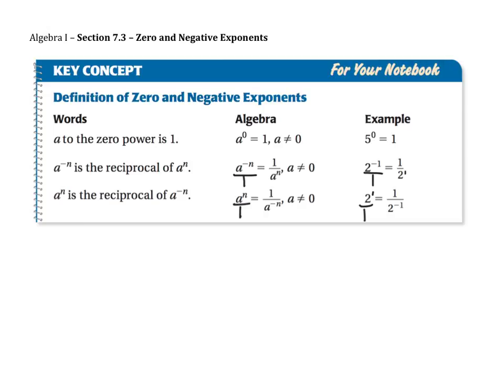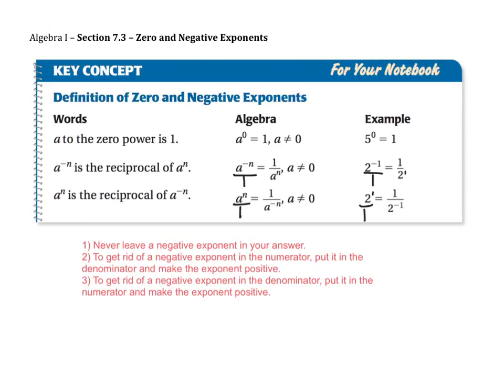So what you need to write down in your notes, number 1, never leave a negative exponent in your answer. Always get rid of the negatives by moving it to either the numerator or the denominator. So that brings us to number 2 and number 3. To get rid of a negative exponent in the numerator, so in the top of a fraction, put it in the denominator and make the exponent positive. Number 3, to get rid of a negative exponent in the denominator, or in the bottom of the fraction, put it in the numerator and make the exponent positive. So you're going to see this happen in the following examples.